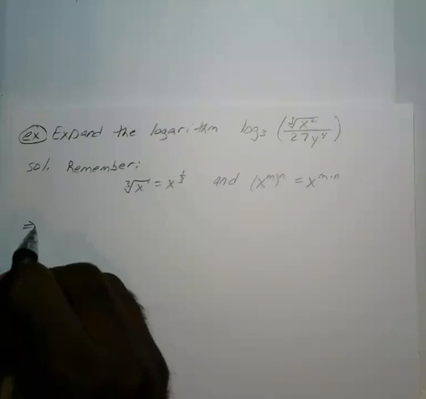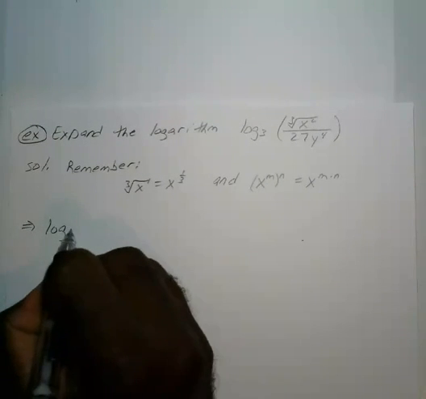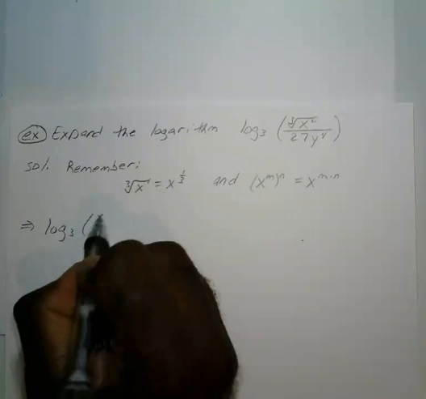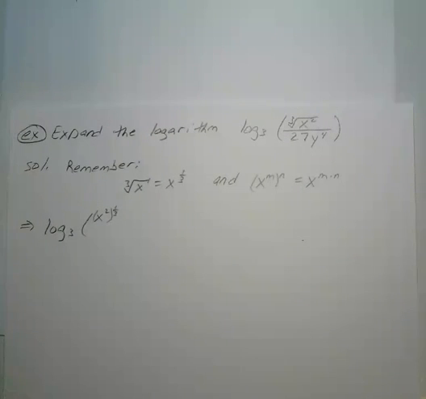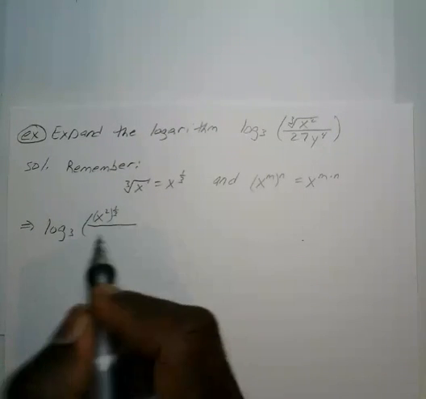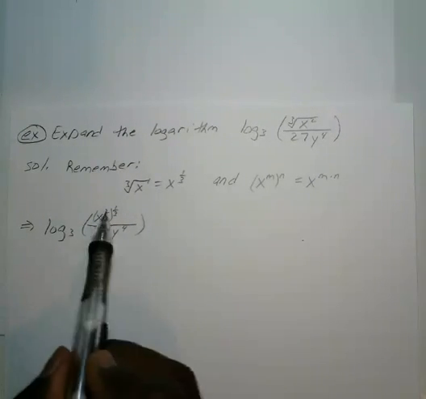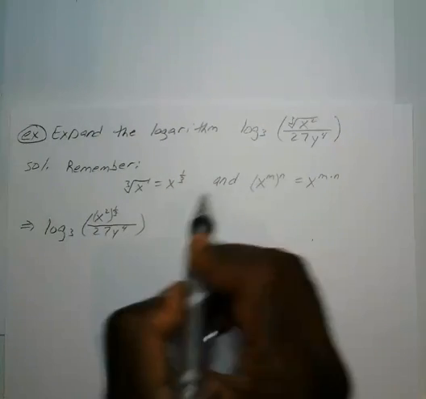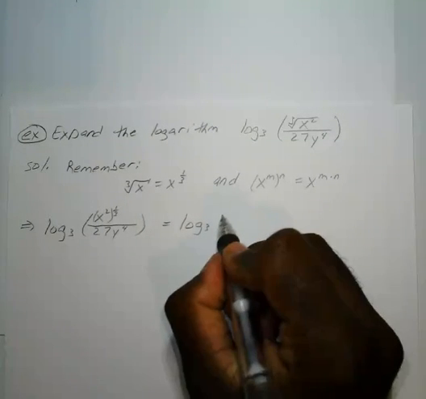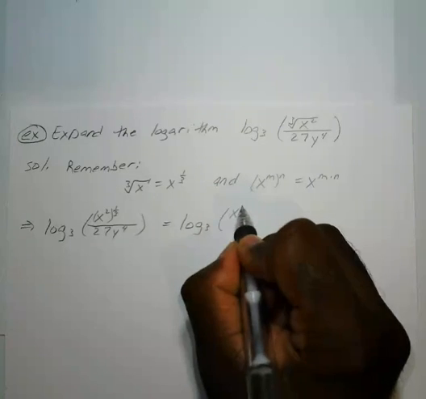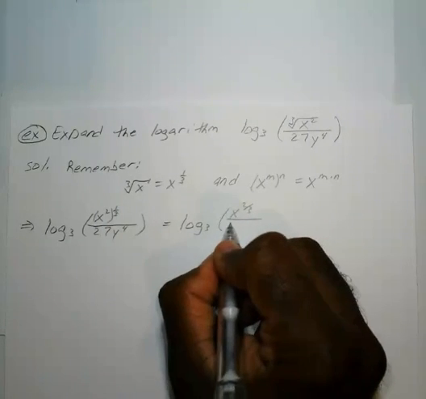Okay, so remembering those two, the cube root of x squared can become log base 3 of x squared to the 1/3 power, all over 27y to the fourth. If we multiply 2 times 1/3, that gives us 2 over 3. So that's just log base 3 of x to the 2/3 power all over 27y to the fourth.